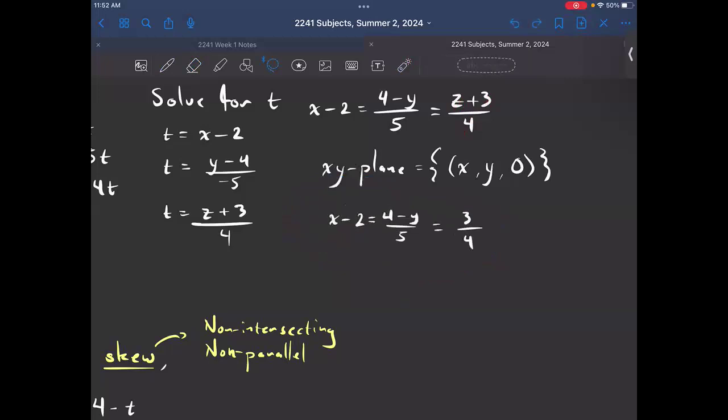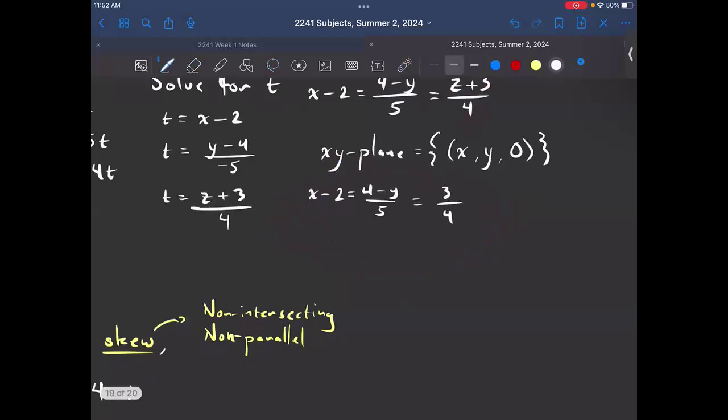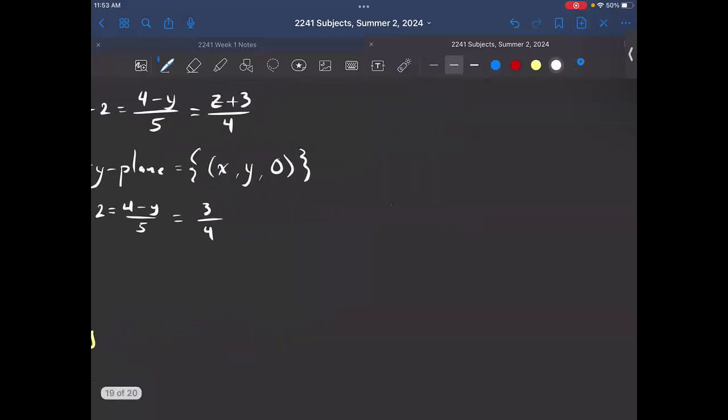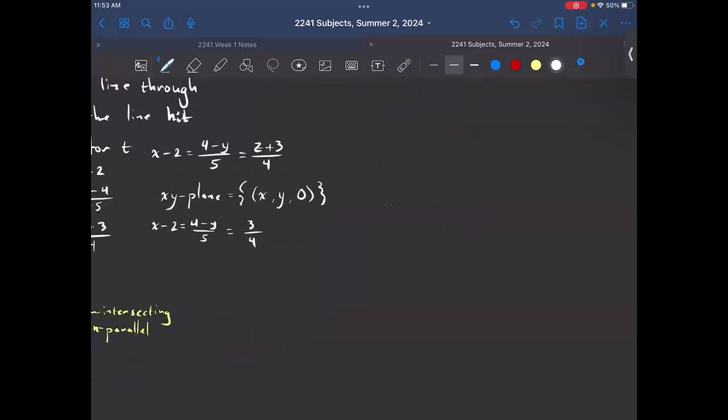If we set z equal to 0, we now have two equations: x minus 2 equals 3 over 4, and 4 minus y over 5 equals 3 over 4. Let's write those down. We have x minus 2 equals 3 over 4. That's pretty easy to solve for x. We get 3 over 4 plus 8 over 4 is 11 over 4. So that'll be our x coordinate.